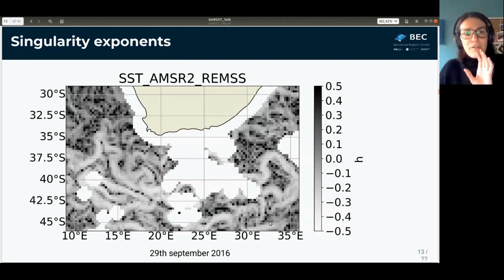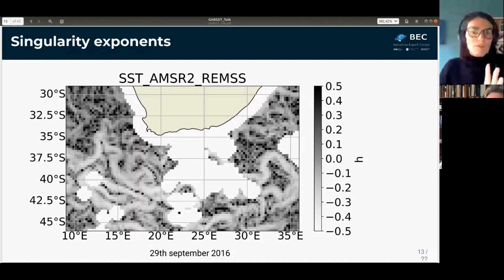We have computed the singularity exponents for every daily map and for all the data sets at a global scale. But to show you the differences better, I'm just focusing here on the Agulhas current region. They are ordered from coarser spatial resolution to higher spatial resolution, and the color bar indicates the singularity exponents. The brighter colors, the white, indicate the most intense thermal radiance. For this given day, we have missing data that may be due to the presence of heavy rain cells. And we also have the problem, as you know, that we have with the microwave radiometers, which is the land-sea contamination.